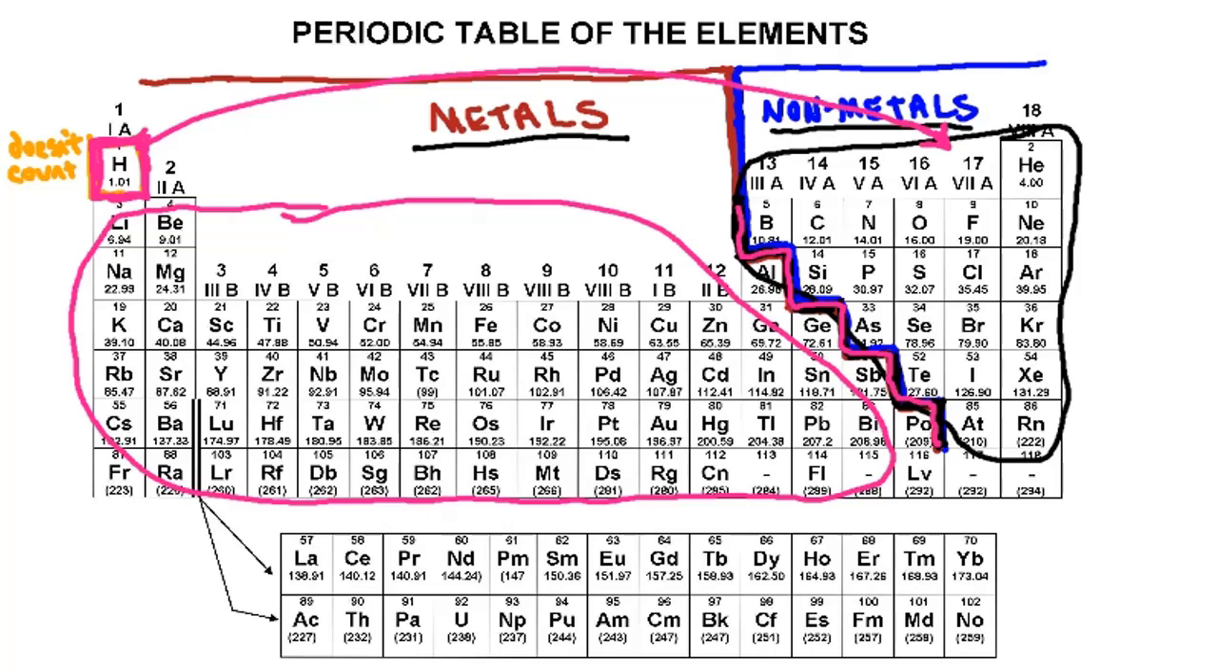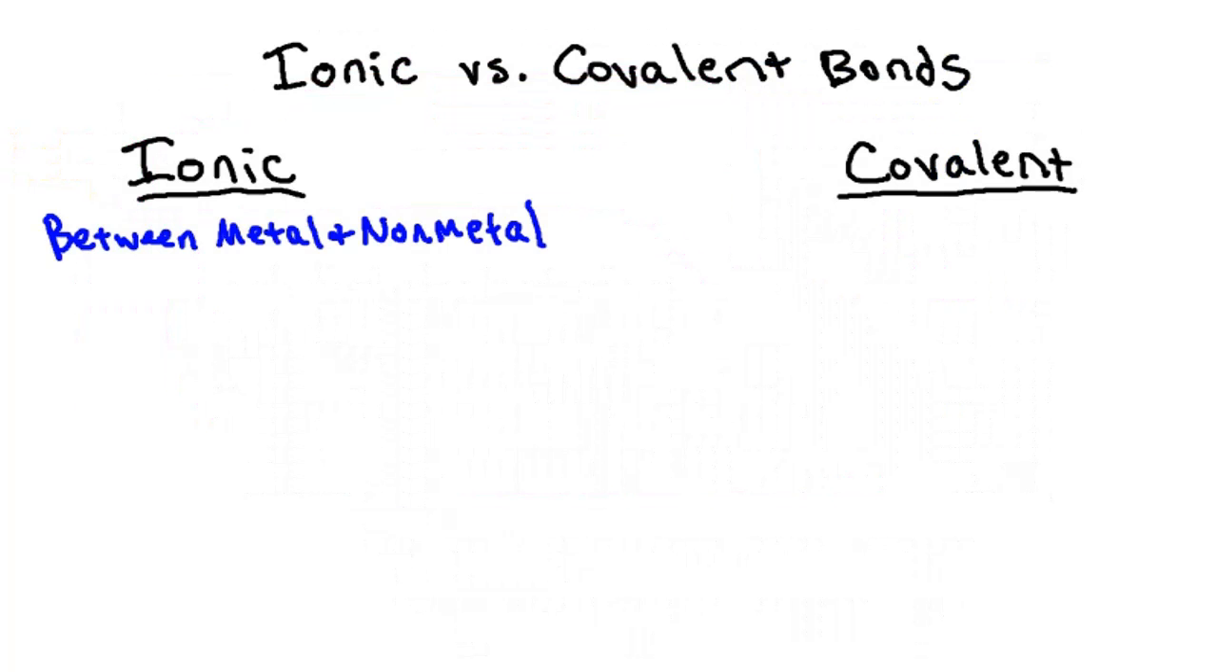So if we have magnesium over here and oxygen, magnesium oxide, that would be an ionic bond. If we have sodium chloride, that would be an ionic bond. So an ionic bond is between a metal and a nonmetal.